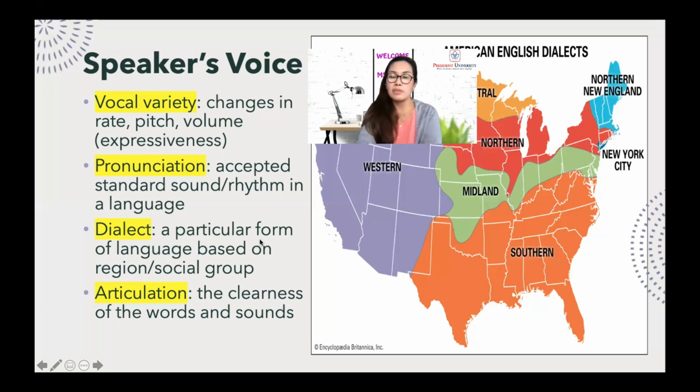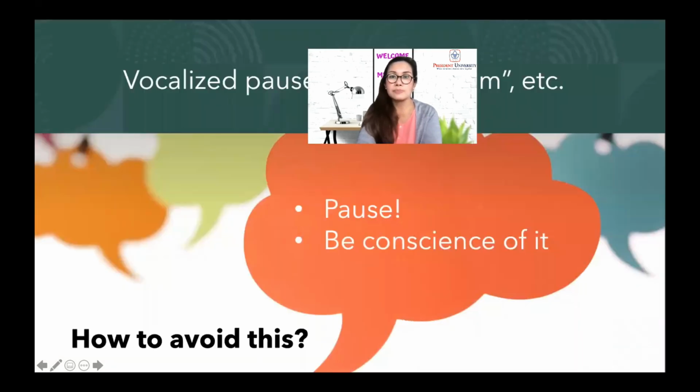So, for example, if you think about Indonesia, about the Javanese language, people from Central Java are going to speak differently from those who live in East Java. All of them speak Javanese, but different dialects, and they use different vocabulary as well. And then articulation, it is related to the clearness of the words and sounds that we use in language.